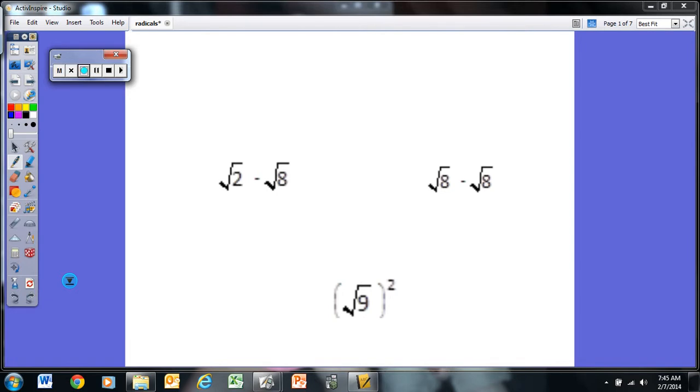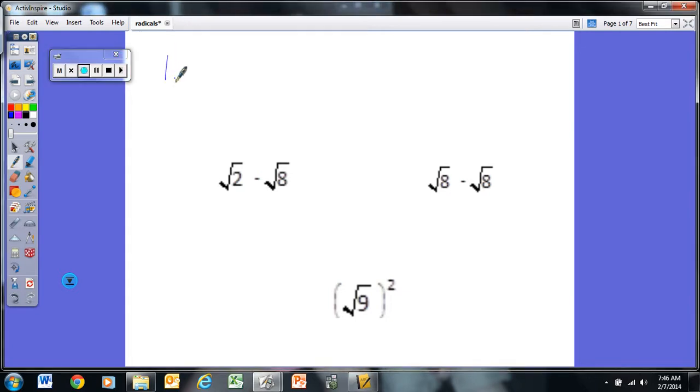Okay, this lesson is on radicals, otherwise known as square roots. This is not in your book, but it's a really, really important topic moving forward, so I need to talk about it. The first thing is you have to understand what a square root is. Before you can understand what a square root is, you have to understand what a perfect square is.